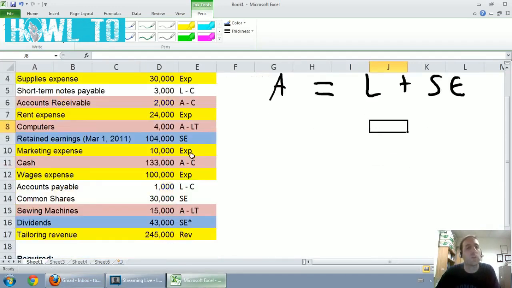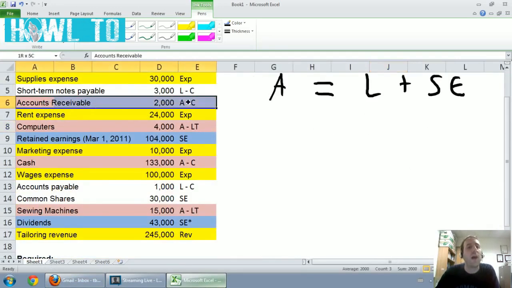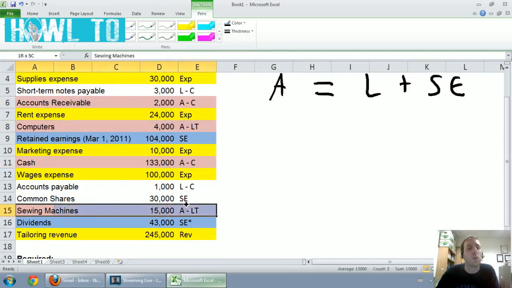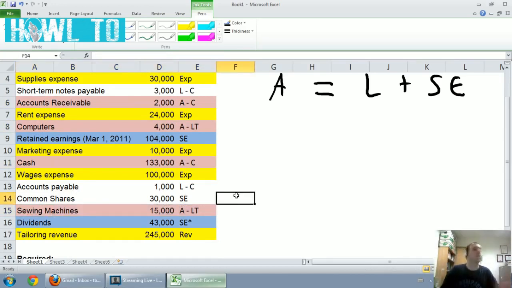Okay, so let's start with our assets. I'm going to go back to the original question, and I've actually taken the liberty of highlighting the assets in red. So you can see accounts receivable, computers, cash, sewing machines are all of our assets as we identified a couple of videos ago. When we're writing out our assets, the order matters, and the fact that we've classified them as current or long-term also matters. We're preparing what's called a classified balance sheet, and that means we're going to distinguish between current assets and the long-term, or in this case, their capital assets. So let's list out our current assets, and then we'll list out our capital assets.